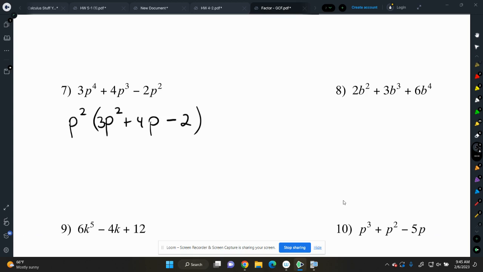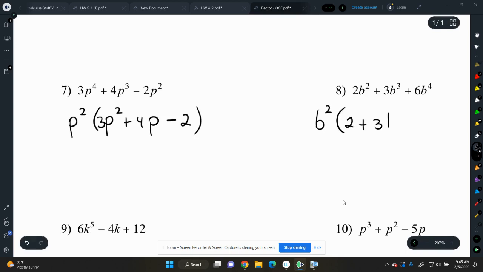All right. Brooke, how about number 8? B to the second. Very good. Again, we can't take any number out. So it leaves us with 2 plus 3b plus 6b squared. Everybody getting the hang of it?